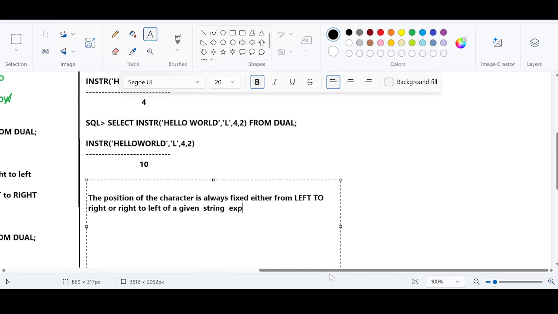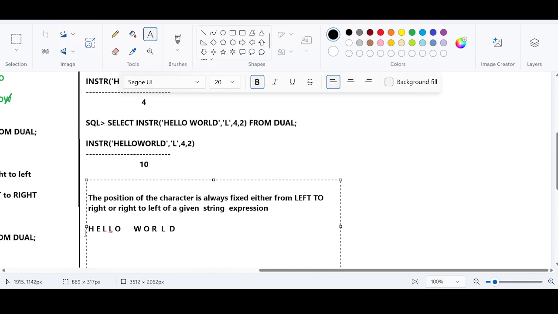String expression. So what do you really mean if I say the position of the character is always fixed? You also have an option to take the positions from right to left direction. Okay, you can take the positions, but the positions will not change. What do you really mean? Let us say the word HELLO WORLD.